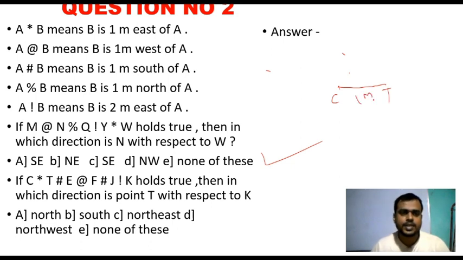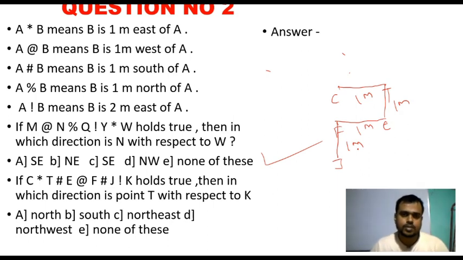After that, T hash E means E is south of T. Suppose this is E and this is 1 meter, south of T. E at the rate F means F is west of E, and this is 1 meter. After that F hash J means J is 1 meter south of F. This is 1 meter.